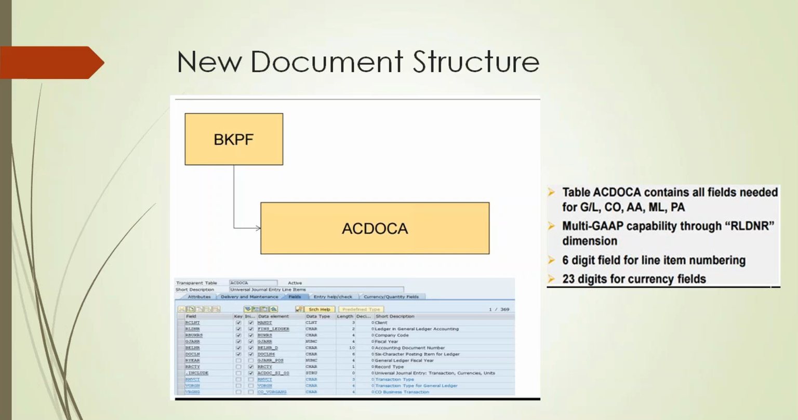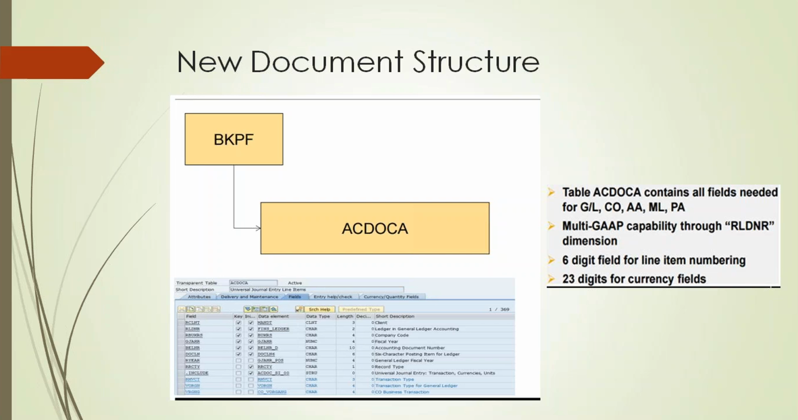Also, what is the current length of the line item? How many line items can we have in a document? 999. Yes, 999 is the maximum limit of the BSEC table. That's why 999 is the maximum line items that we can have. But in ACDOCA, you can have 6 digits. Currently BSEC is 3 digits, ACDOCA is 6 digits. Why? Because apart from the leading ledger, you are storing the data of the non-leading ledgers also. That is the reason why they kept 6 digits.